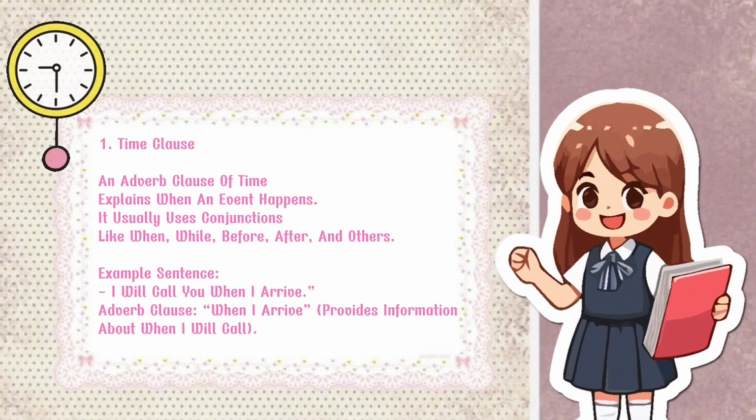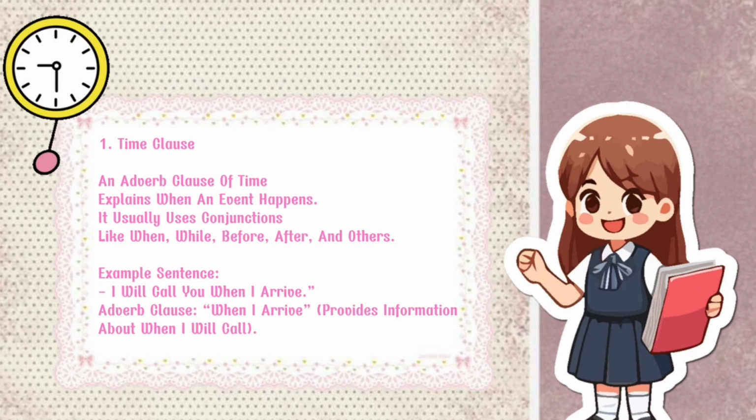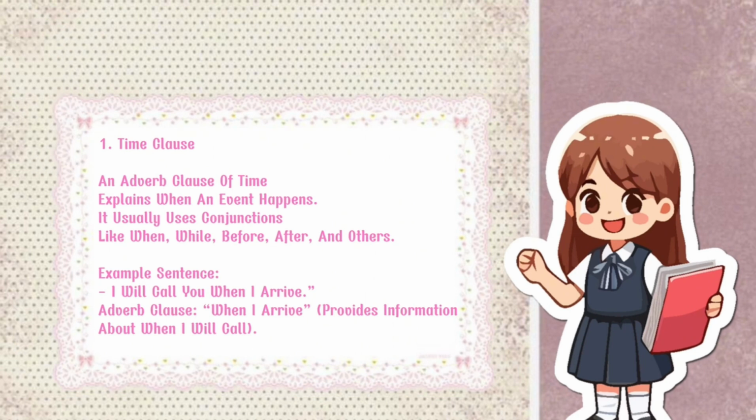First, time clause. An adverb clause of time explains when an event happens. It usually uses conjunctions like when, while, before, after, and others. For example, I will call you when I arrive. The adverb clause when I arrive provides information about when I will call.